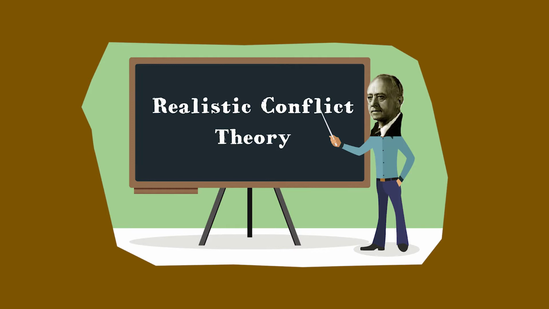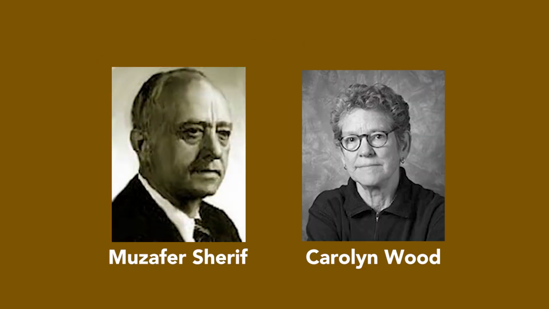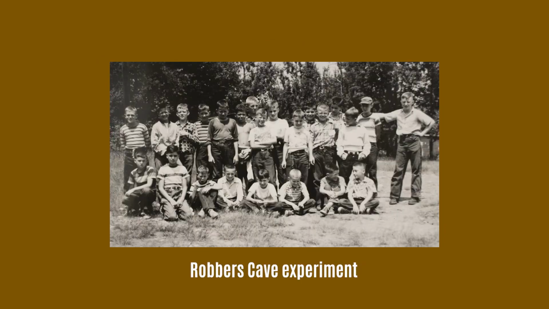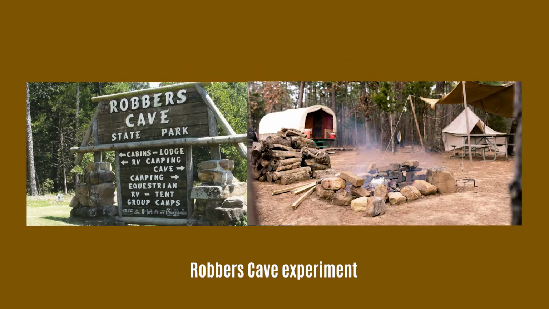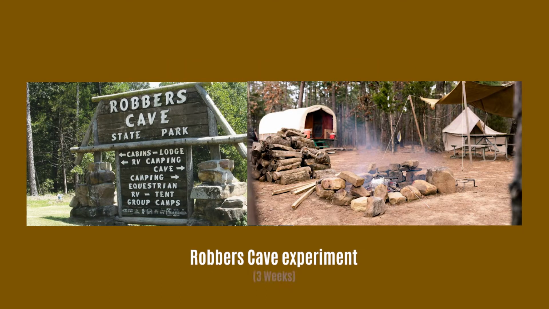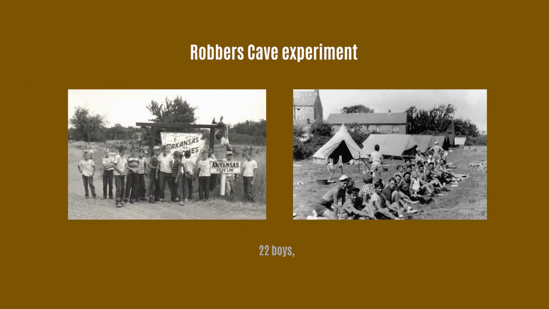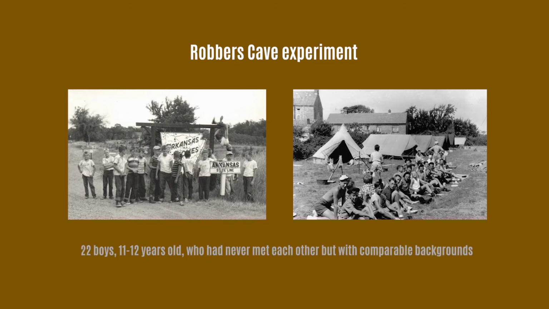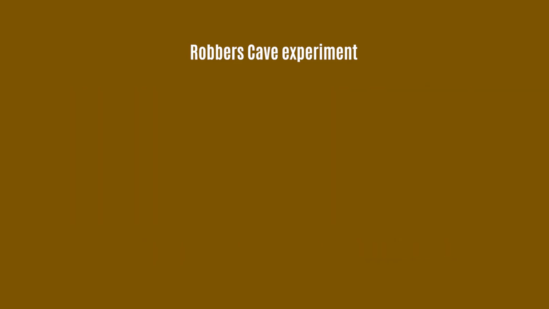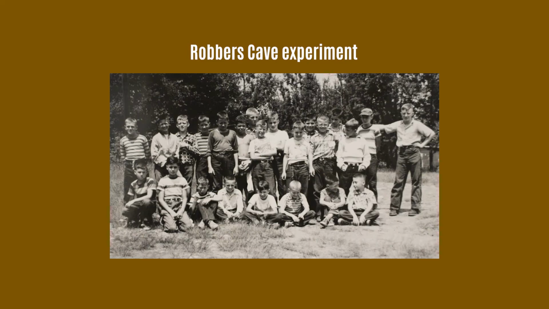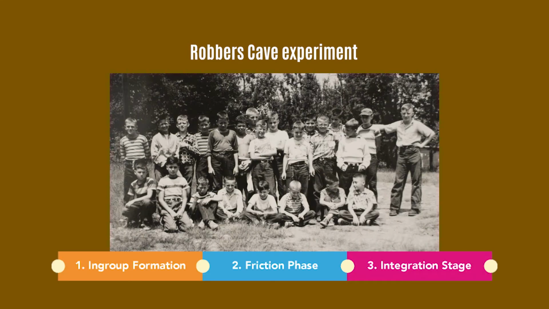To explain this theory, Sherif and Caroline Wood conducted a study called the Robbers Cave Experiment in Robbers Cave State Park for over 3 weeks in 1954. The study observed 22 boys of 11 to 12 years old who had never met each other but with comparable backgrounds. Sherif and Caroline divided the study into 3 stages of group processes, corresponding to 3 respective stages in his theory. We'll explain them one by one.